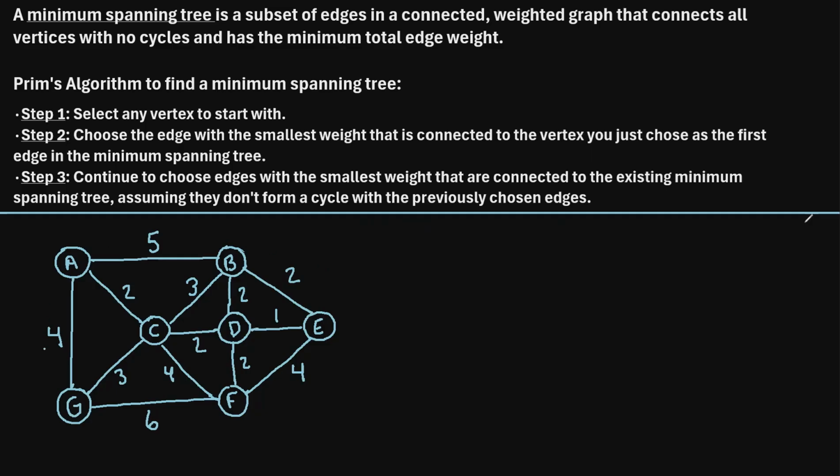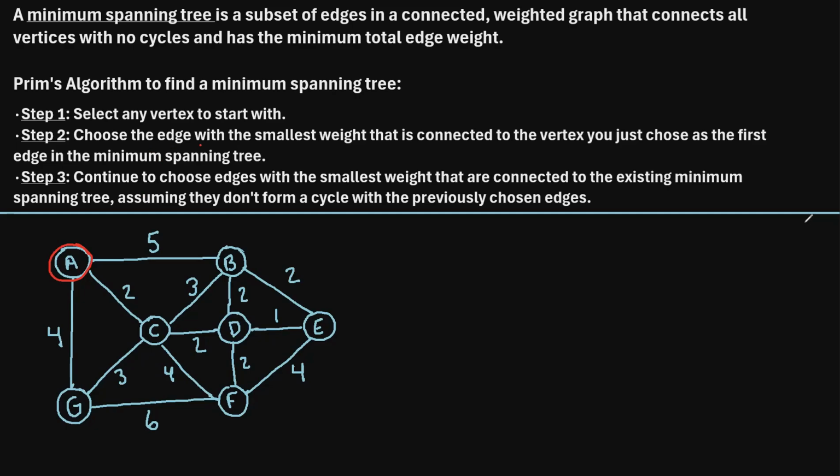So let's consider the following graph down here, and let's see if we can use Prim's algorithm to find a minimum spanning tree for this graph. So step 1 of the algorithm says select any vertex to start with. So it doesn't matter which vertex we choose. For this example, let's just say we choose vertex A.